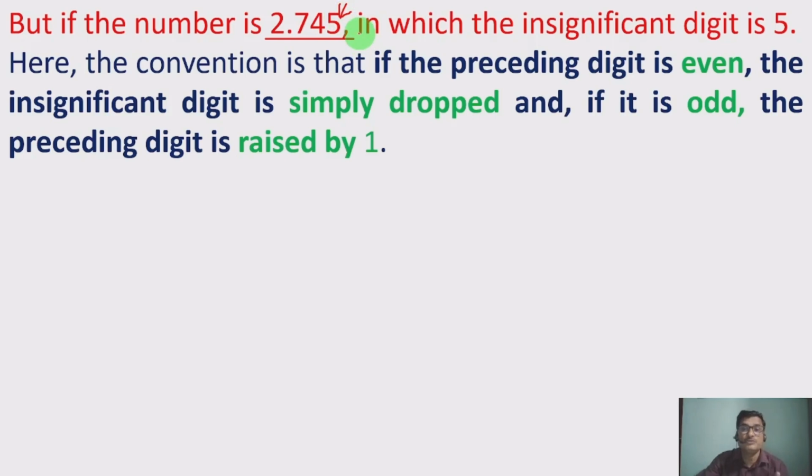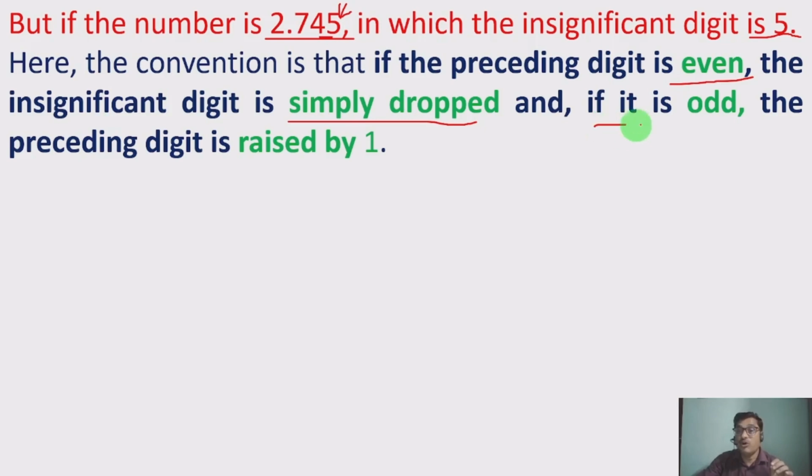If it is exactly 5, in which the insignificant digit is 5, then what to do? For that there is one rule that we'll discuss here. The convention is that if the preceding digit is even, the insignificant digit is simply dropped. If the preceding digit is even, the insignificant figure is simply dropped. The previous digit will be unchanged.